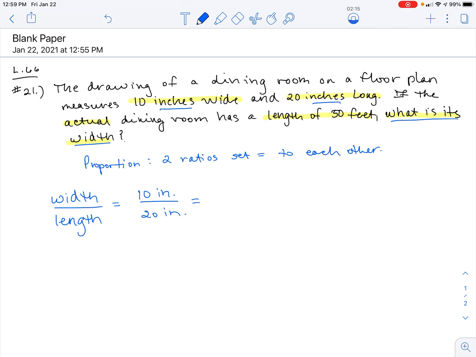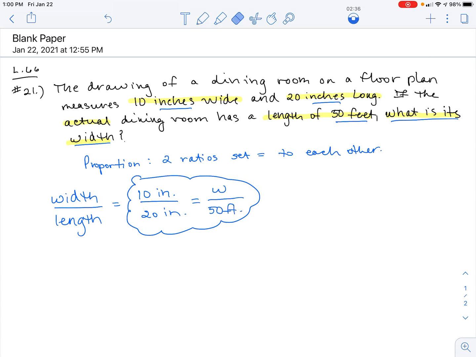So we're going to keep width on the numerator, and I'm going to fill that in with a W for width, okay? Under that, we want to put the length. So here's our proportion, this part right here. Okay, so let's figure out what the length is. The length is 50 feet, according to the problem.